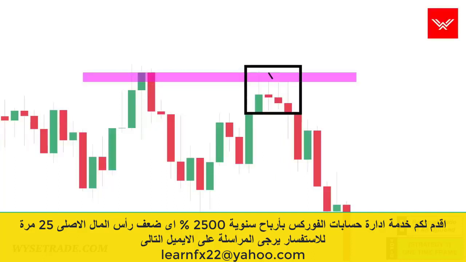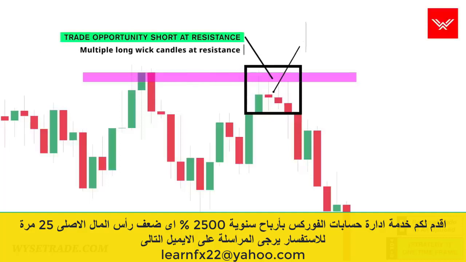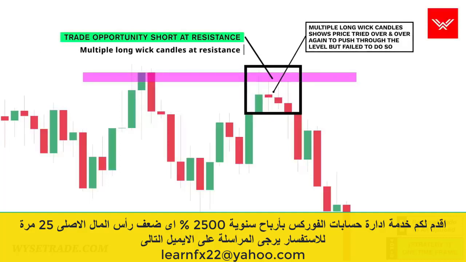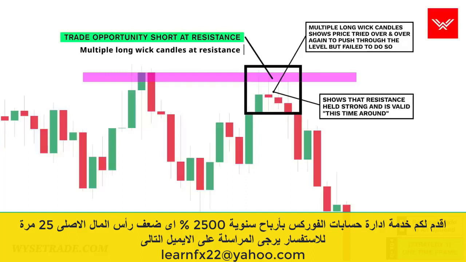Once price hit the level, you had perfect multiple long wick candles, which shows that price tried over and over and over again to push through the level but failed, showing that the resistance level held strong and that it is valid this time around.